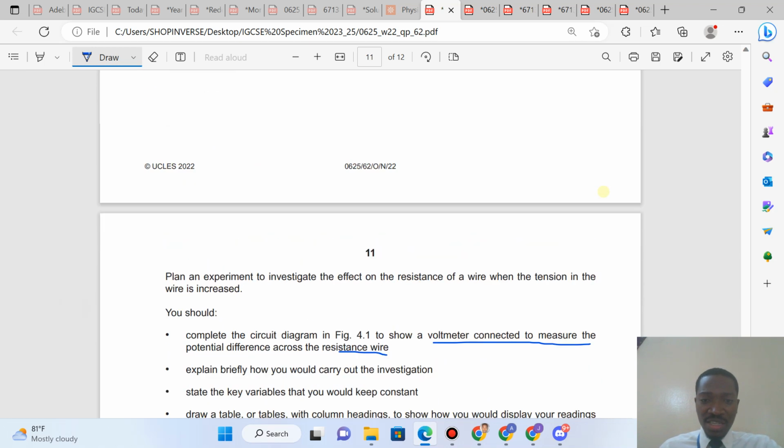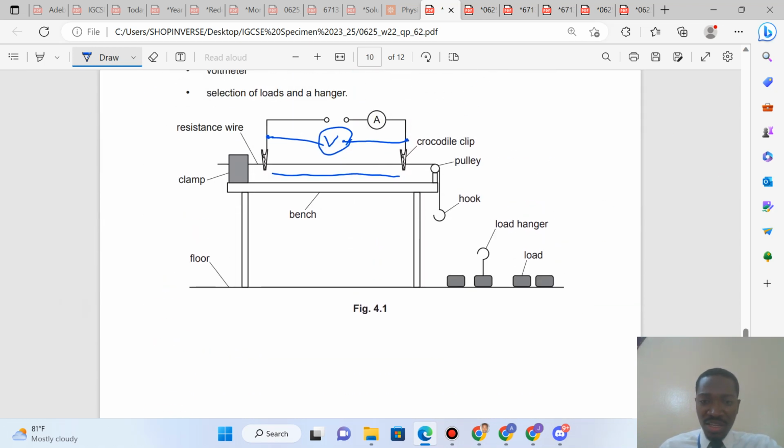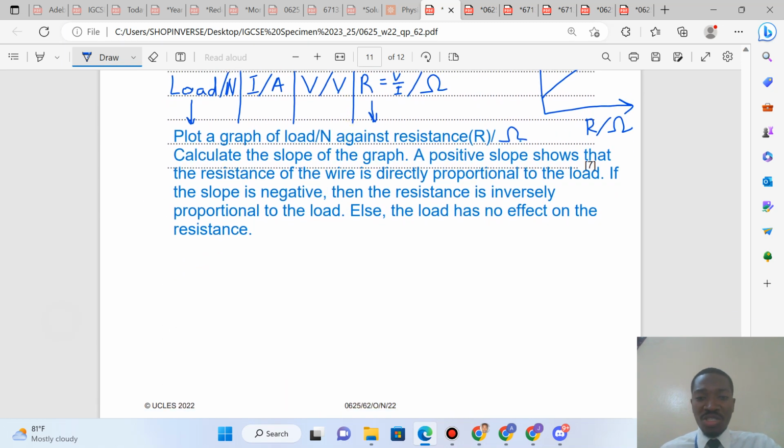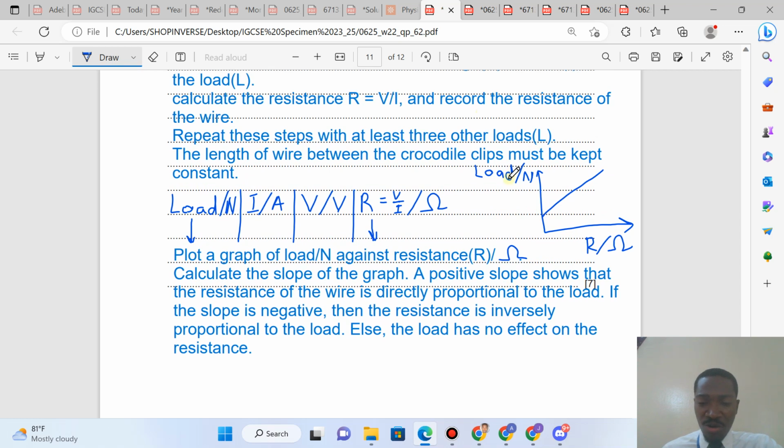It is the load that you are hanging here that causes tension in this wire. So you are interested in the load and the resistance. That's all. So the question prompts the kind of graph you plot. That's why I plotted this graph here of load against resistance. And since resistance is not starting from zero, your slope is not expected to start from the origin.